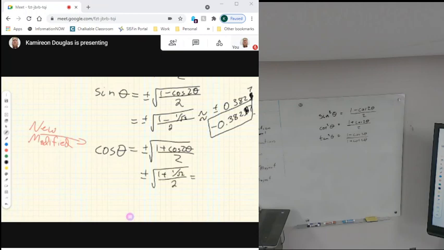And the value we got here was roughly equal to plus or minus 0.9235. I don't know. At this point, I'm just making up numbers. But it should be pretty close.